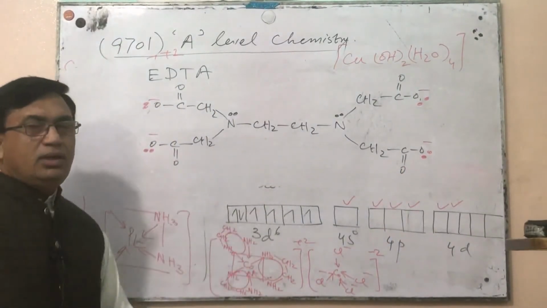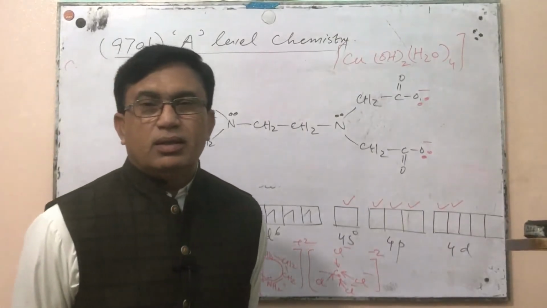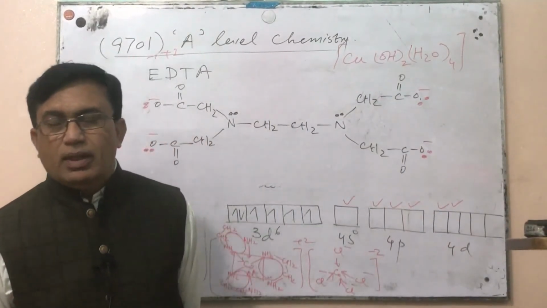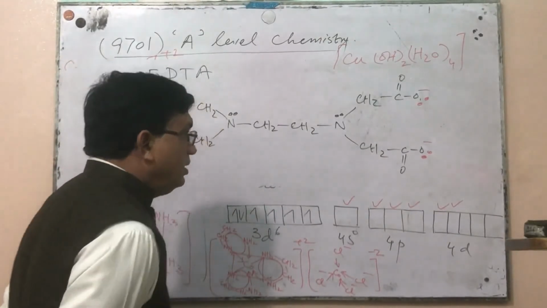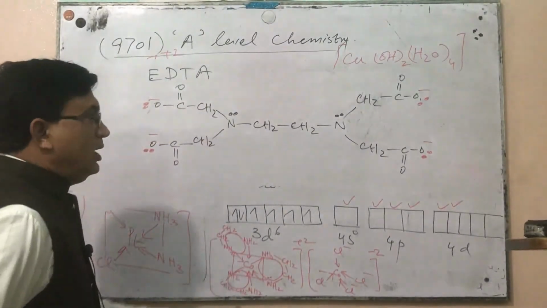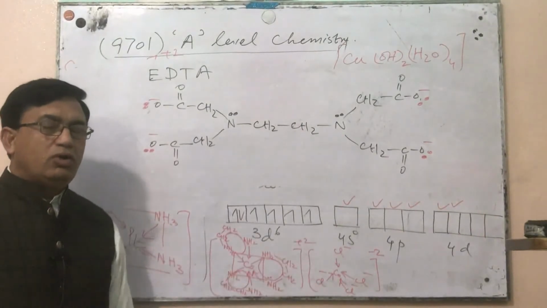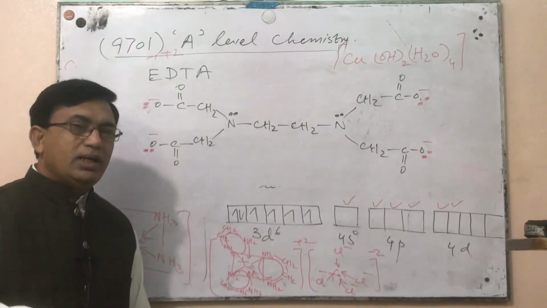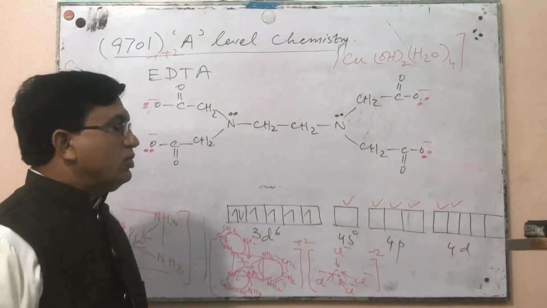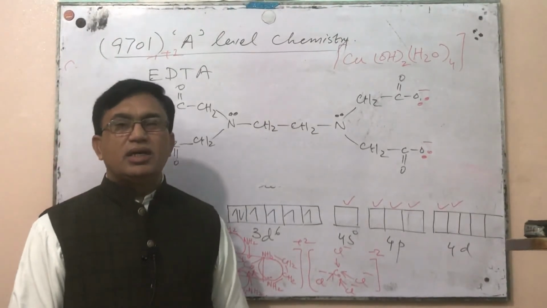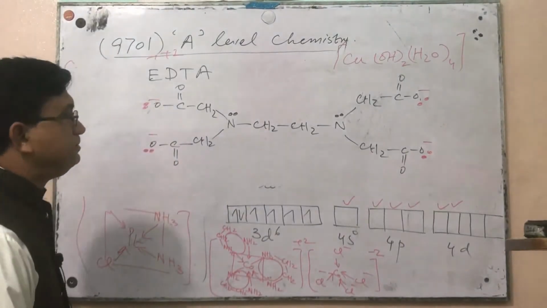So EDTA forms the most stable coordination complex with the transition metal, because one molecule is making so many coordinate covalent bonds, and secondly it automatically forms a cyclic structure with the central metal ion. That's why the complex formed by EDTA is the most stable form.